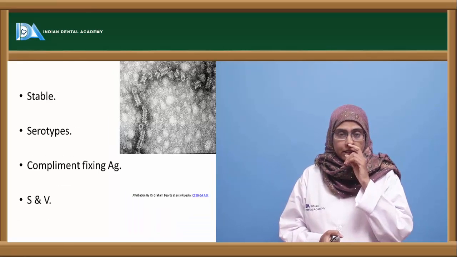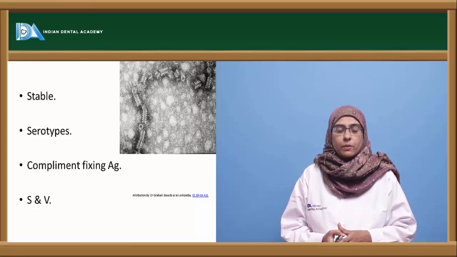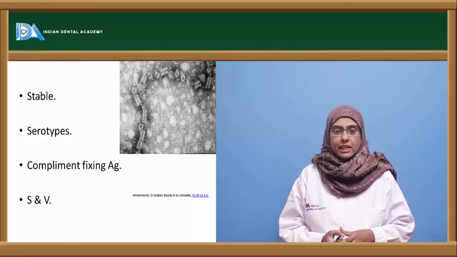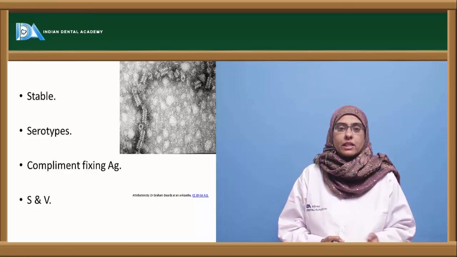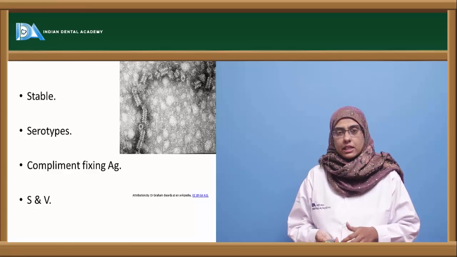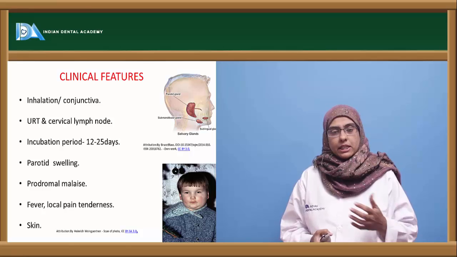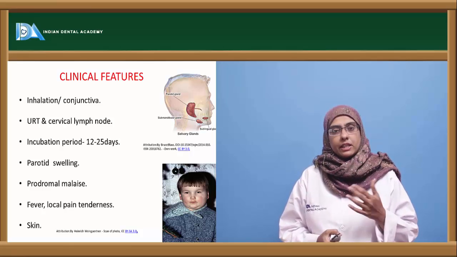The organism's antigenic structure is highly stable and only one serotype is known, and it has two complement fixing antigens. One is the surface antigen, designated as S, and the other is the viral antigen, designated as V. So based upon the production of antibodies against these, you can identify the infection caused by this organism.